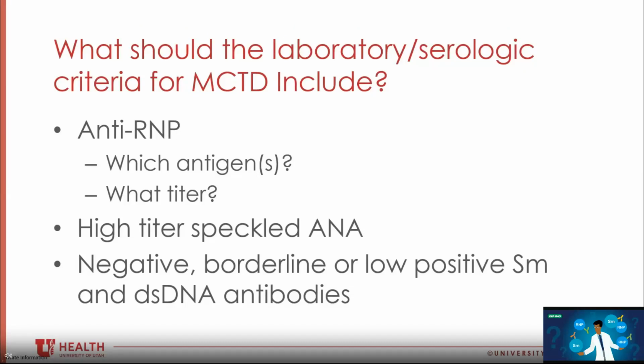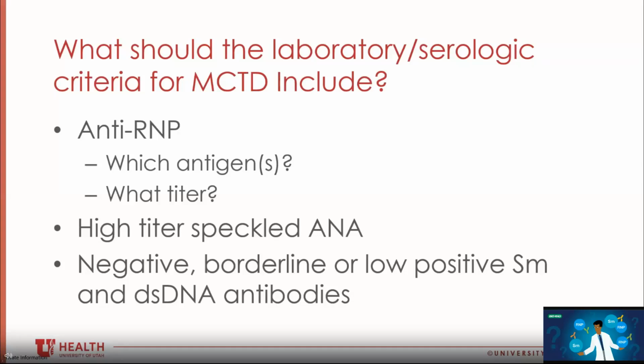A high titer speckled ANA was part of the original criteria, and its inclusion is likely to improve the specificity of future criteria. Similarly, the lack of Smith and negative or low titer double-stranded DNA antibodies were part of the original description of mixed connective tissue disease, and further studies should be conducted to evaluate whether low or borderline results for these antibodies should preclude a diagnosis of mixed connective tissue disease.